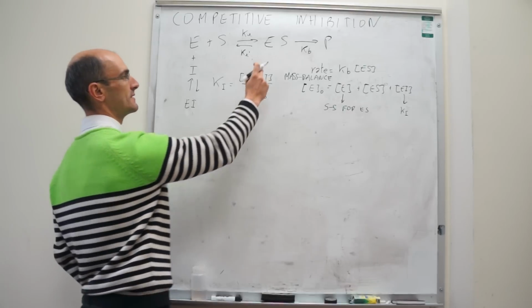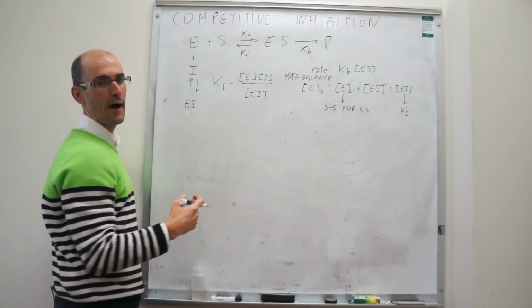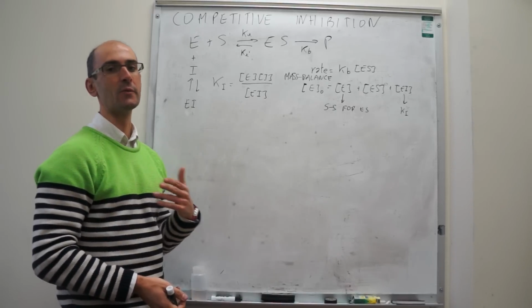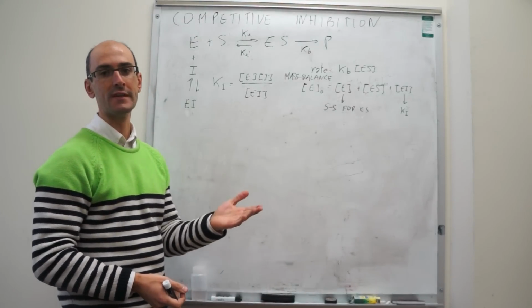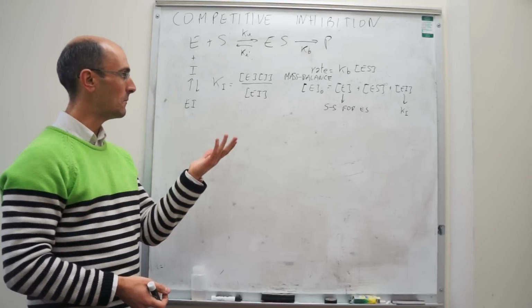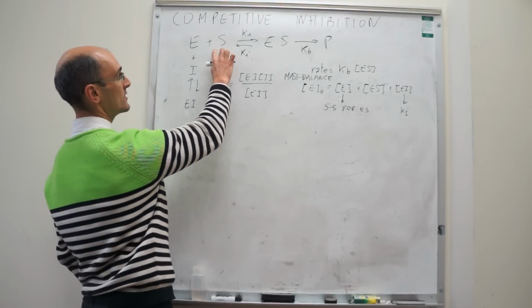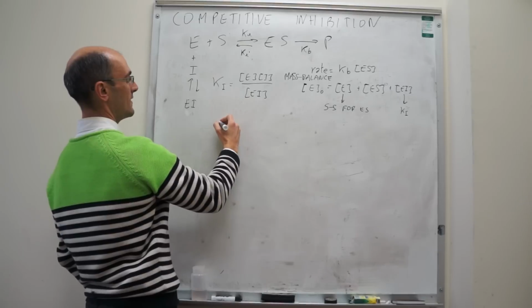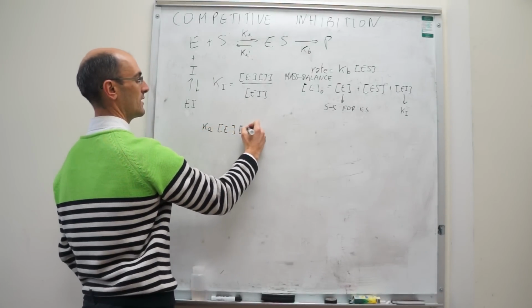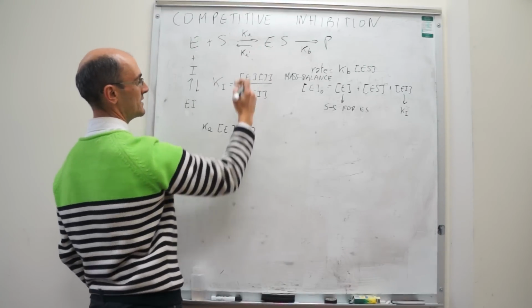So let's think about the steady state approximation for ES. The steady state says that the rate of processes that are forming ES has to be identical to the rate of processes that are removing ES, so that the concentration of ES doesn't change in time. That's when ES reaches steady state. Well, what are the rates of the reactions that form ES? There's actually only one reaction that forms ES, and that is k sub a times the concentration of E and the concentration of S. That is the rate law for the only reaction that forms ES, which is that one.